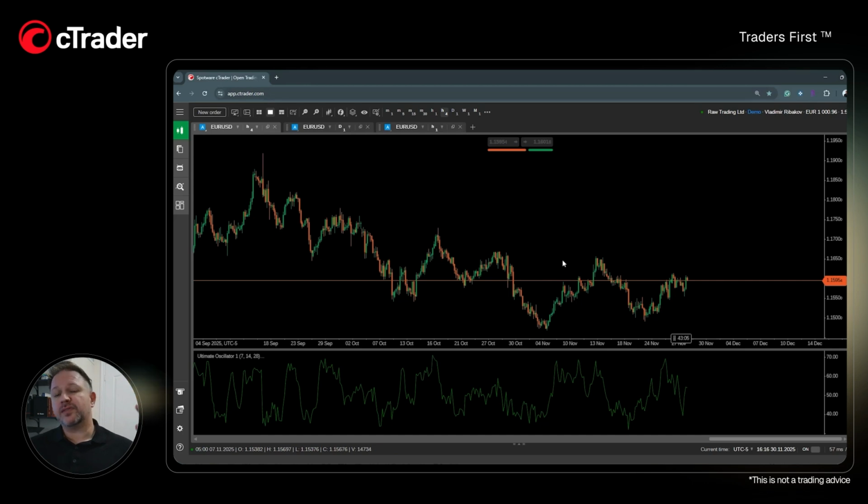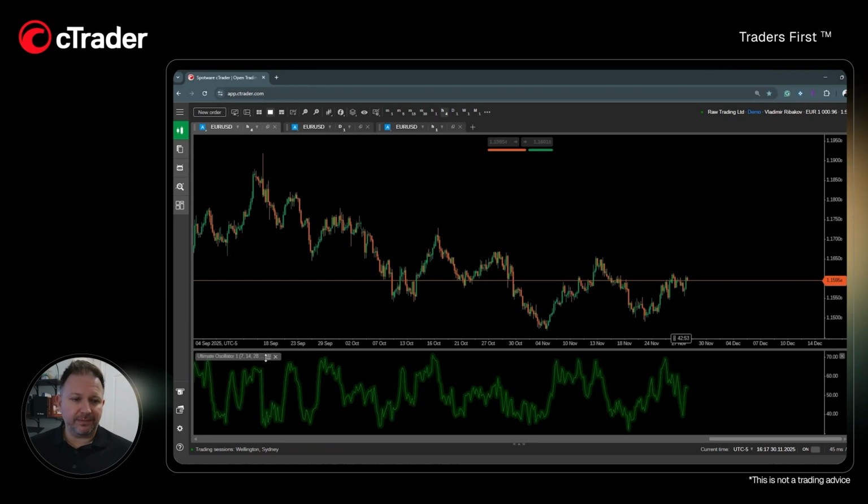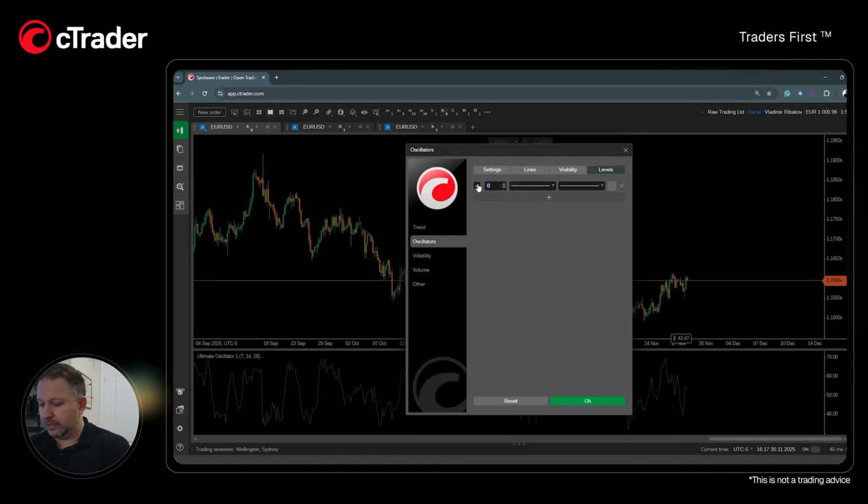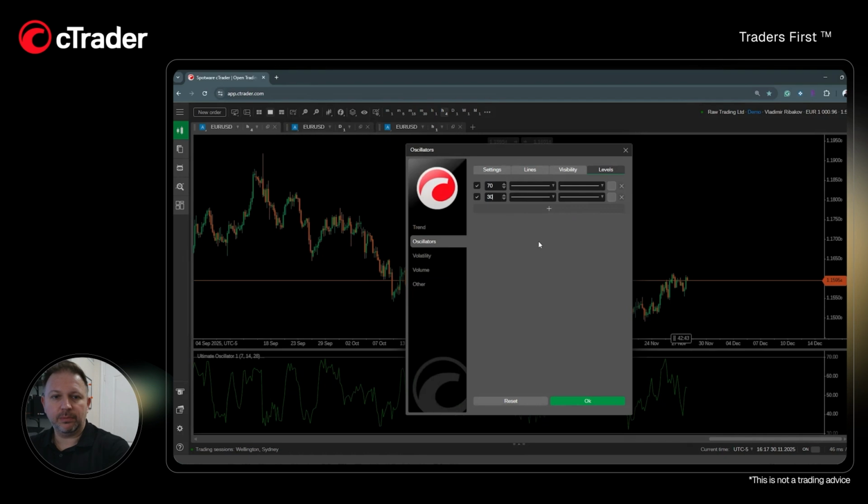The levels of 70 and 30, similar to what we know on the RSI, just much more balanced here, are considered to be overbought and oversold conditions. So you want to add the levels. That's what I like to do. You go to the settings of the indicator, levels, and you just add the 70 and add the 30. It will help visually see that.